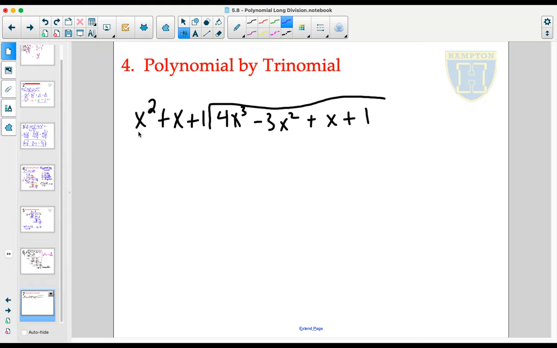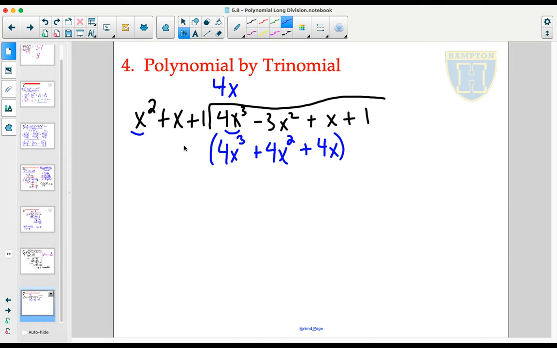We look at the lead term of the divisor, and we look at the lead term of the dividend, and we say going x squared into 4x cubed would leave us with 4x. When we go to do our multiplication to get our subtraction line, we will have 3 different numbers that we will need to multiply by, instead of the 2 that we had when it was a binomial. 4x times x squared is 4x cubed. Again, we're going to look for that first term to disappear through the subtraction. 4x times x is 4x squared. And 4x times 1 is just 4x.